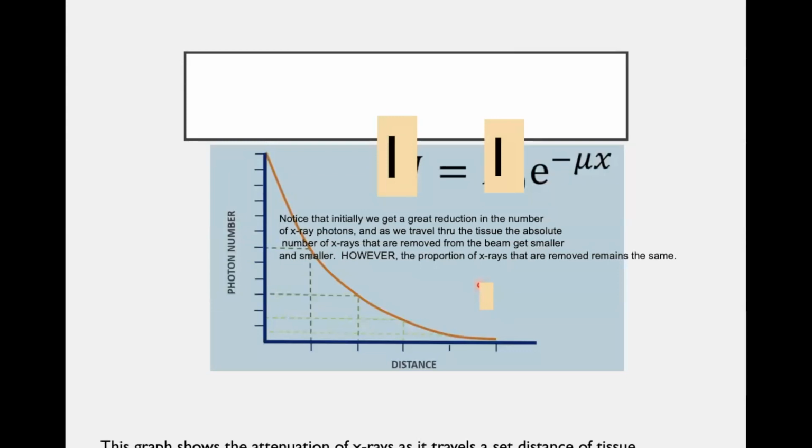So here's a graph that shows the attenuation of X-rays as they travel through a set distance of tissue. On the y-axis, we have the number of photons, and on the x-axis, we have the distance. Notice that initially, we get a great reduction in the number of X-ray photons as we travel through the tissue, and the absolute number of X-rays that are removed from the beam gets smaller and smaller. However, the proportion of X-rays that are removed always remains the same.